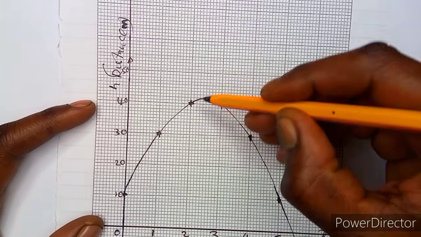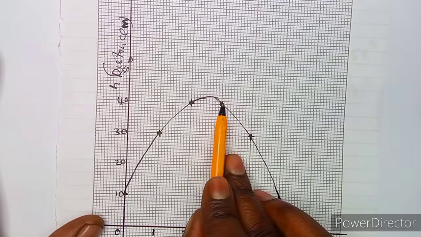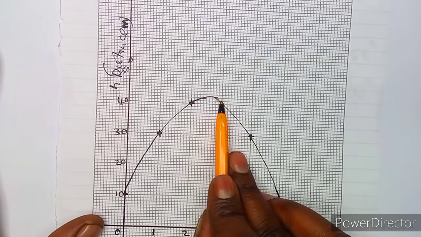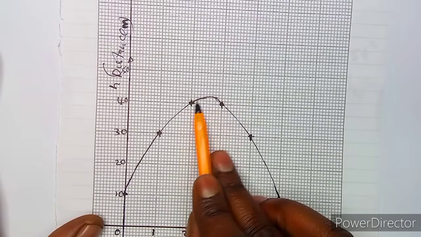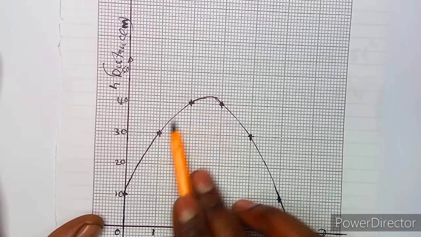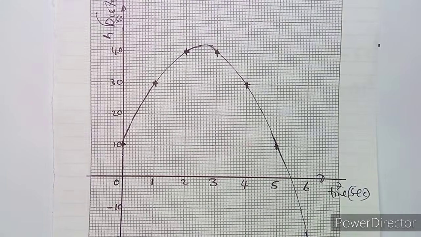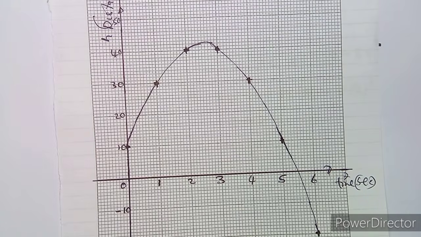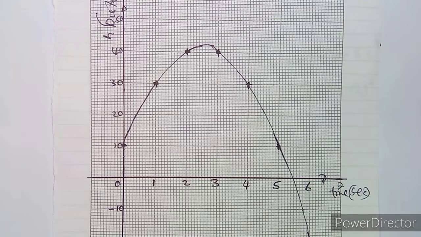Okay, because it's just a curve to show that these points are going to meet. That is where you have your maximum distance, the maximum height that was reached. Okay, at this point. So that is how it's supposed to be. So guys, it's not supposed to be like that. We just draw a smooth curve, very, very smooth. That is what is required, a very, very smooth curve.